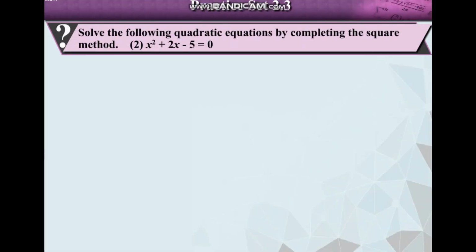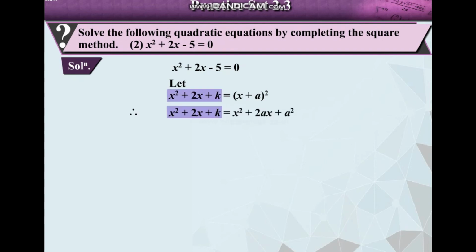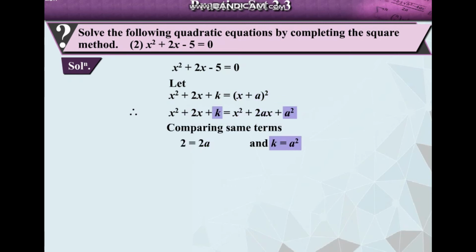Two, x square plus 2x minus 5 is equal to 0. Solution: x square plus 2x minus 5 is equal to 0. Let x square plus 2x plus k is equal to x plus a the whole square. Therefore, x square plus 2x plus k is equal to x square plus 2ax plus a square. Comparing same terms, 2 is equal to 2a and k is equal to a square.